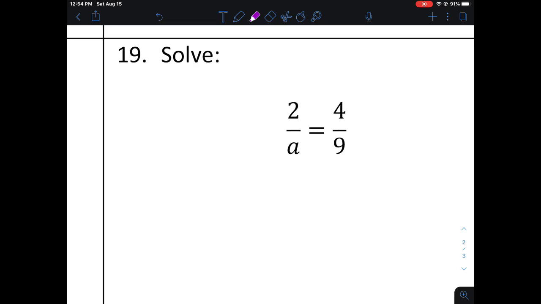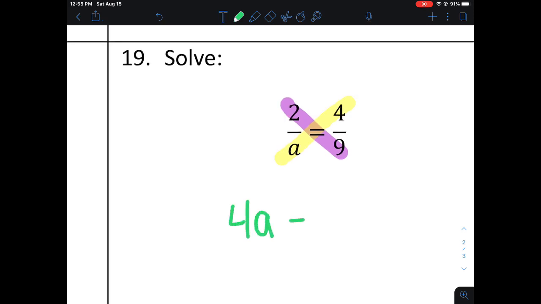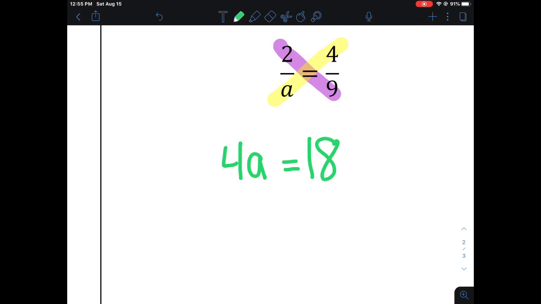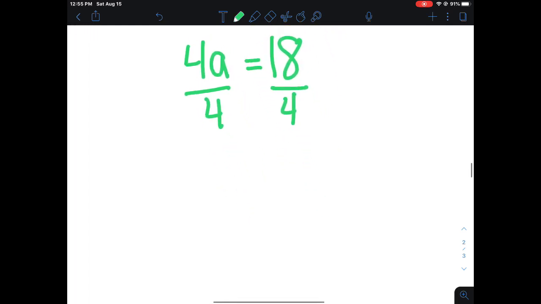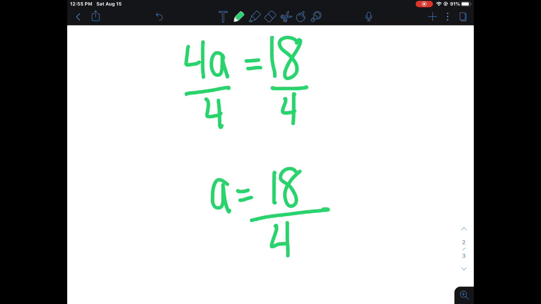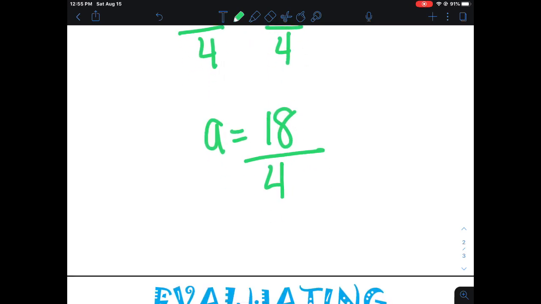we are going to cross multiply. So I'm going to multiply the 2 and the 9, and I'm going to multiply the a and the 4. Okay, so I got a times 4 is 4a equals 2 times 9, which is 18. Okay, I got 4a equals 18. We're going to divide by 4 to both sides. I'm left with a equals 18 over 4. Fractions are totally fine. What's not fine is not simplifying.